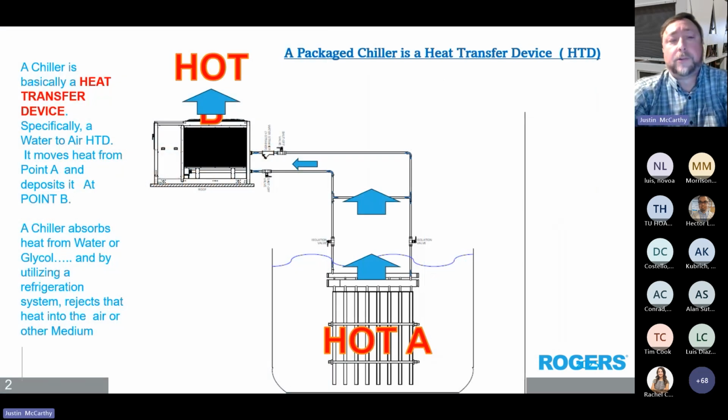So we're talking about industrial chillers today. A package chiller is a heat transfer device, specifically a water to air heat transfer device, and moves heat from point A and deposits it at point B. A chiller absorbs heat from water or glycol, and by utilizing a refrigeration system, rejects that heat into the air or another medium.